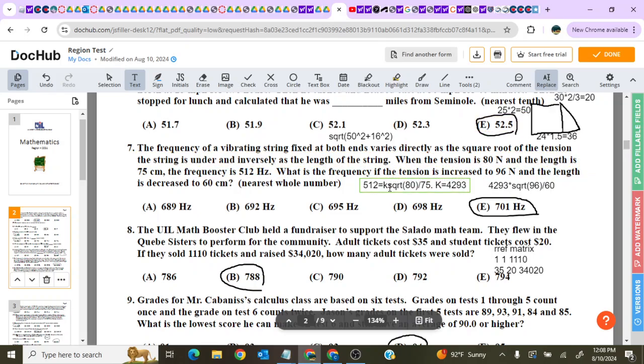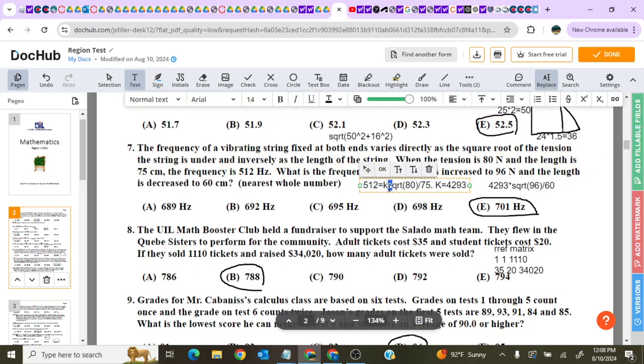So if it's directly related, that means you have to multiply some k value by your information to get the frequency of 512 hertz. Since it's directly related to the square root of the tension, you multiply it by the square root of 80. And since it's inversely related to the length of the string, you divide by the length of the string. So some k value times the square root of 80 over 75 will get you 512 hertz. And you'll find that k is equal to 4,293.